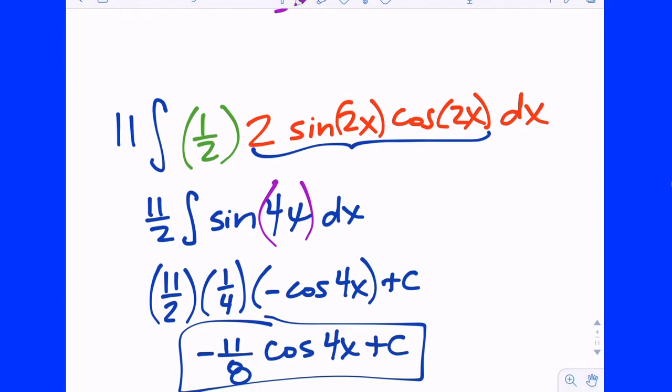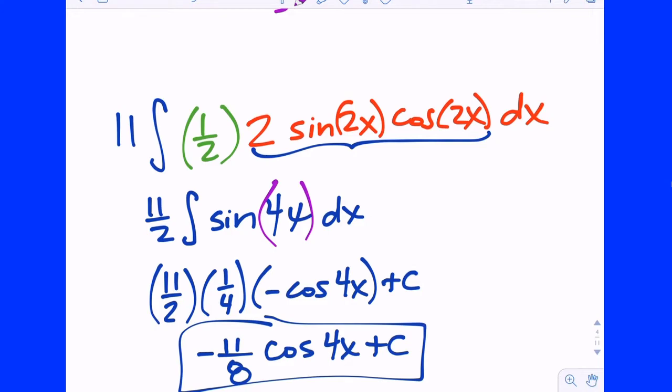So you could still have a problem that's pattern recognition or U substitution, but you only have one variable factor, and it would have itself an inside function. So here the inside function is 4x. What's the derivative of 4x? 4. Do we have a 4 out front? No, but we're only off by a 4.